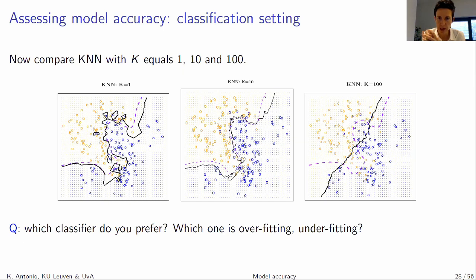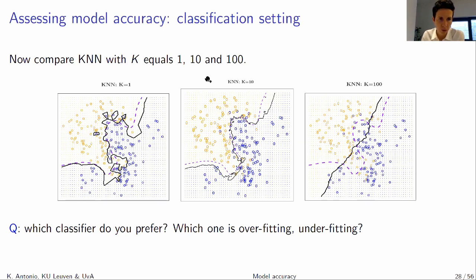So I'll take Marco's answer here, because that is indeed the correct answer. So Marco says, I prefer the one where k is equal to 10. And I see the one where k is equal to 1 as overfitting, and k equals to 100 is underfitting. And that's indeed correct. So good job.